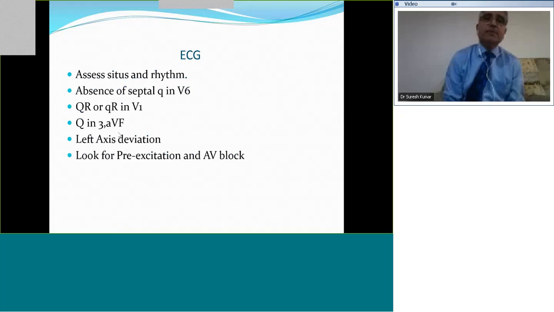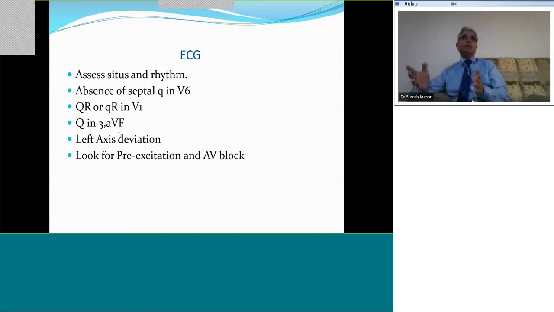ECG, look for the situs. In other words, look for the P-wave morphology. Look for rhythm. Absence of a septal Q in V6 is characteristic. You can imagine the septal activation is inverted. Normally, the septal activation should be right to left. That is why you get an upright R in V1 and a Q in V6. Here, you get the absence of the septal Q in V6, and you get a small Q in V1. You may find Q waves in 3 and aVF and a left axis deviation, and look for any evidence of pre-excitation and AV block.